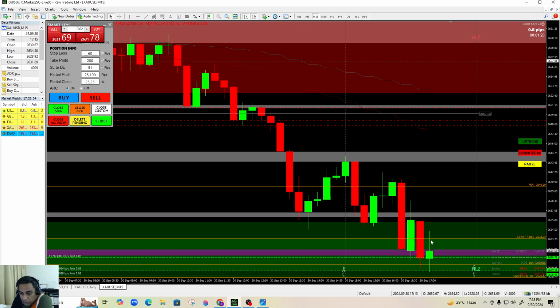Yeah, this 30-minute needs to close above. This 15-minute needs to close above this support.